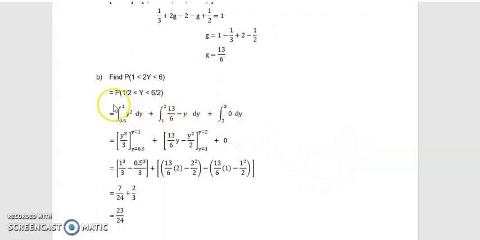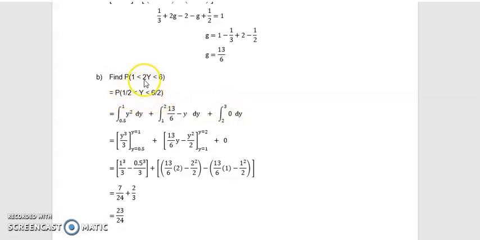Okay, question B. Find the probability of 2y greater than 1 and less than 6. So if you look here, here is 2y. So how to find this probability? You write it as probability of y more than half, y less than 6 over 2. Okay, so 6 over 2 is equal to 3. So that's why here I put 3. Why can we write it in this way? How do I get half and 6 over 2 here?